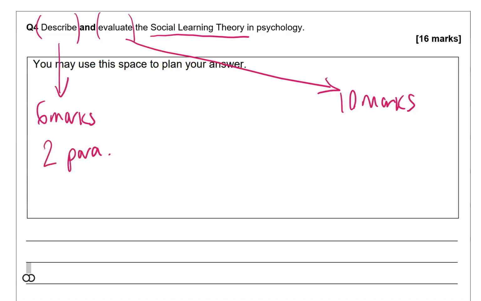I generally always recommend a 5 to 6 paragraph structure where you've got 2 paragraphs describing the key concepts to get 6 marks, and then 3 to 4 paragraphs evaluating the theory depending on how much time you've got left. It's always better to go with quality over quantity, so I'd much rather see 3 well-developed, elaborated paragraphs than 4 or more briefer paragraphs where the points are just listed rather than explained.